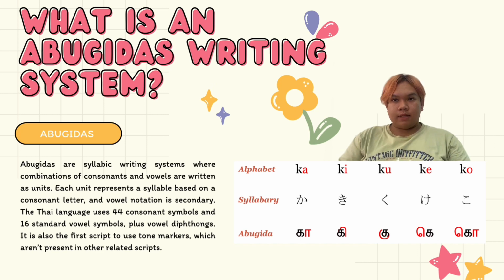The Thai language uses 44 consonant symbols and 60 standard vowel symbols plus vowel diphthongs. It is also the first script to use tone markers, which aren't present in other related scripts.